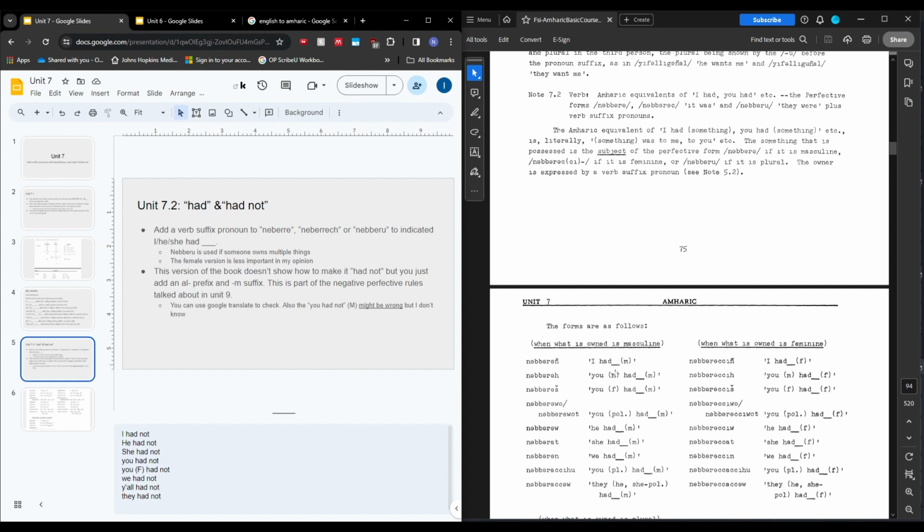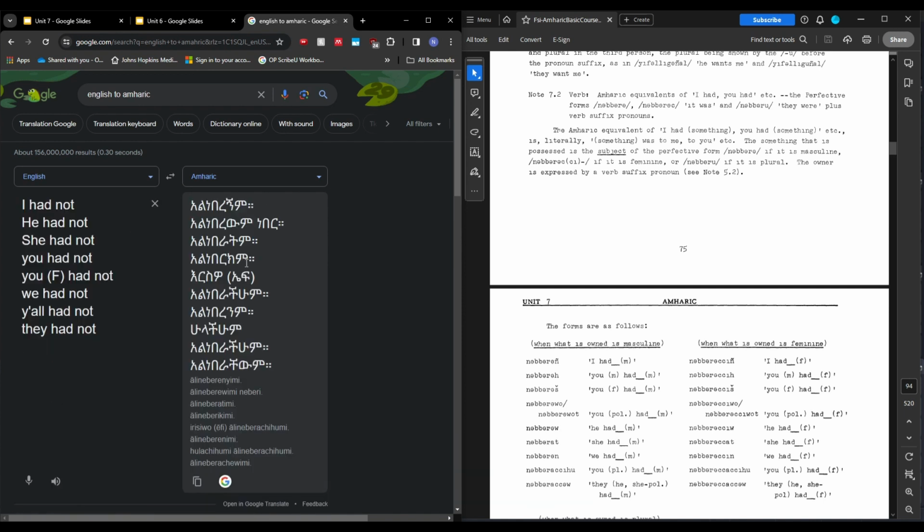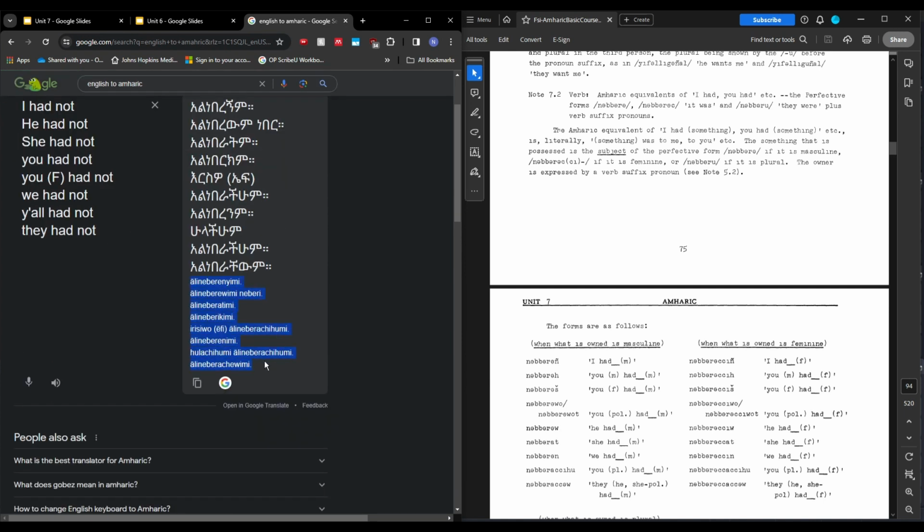So that was about the had versions of words. What about the had nots? I would recommend just going to English Dramatic, plugging these in, and taking these. I mean, some of them are a little bit more complicated than what they need to be, but I think basically if you add an al prefix to these and an m suffix here, you'll be able to say I had not, you male had not, you female had not, etc.